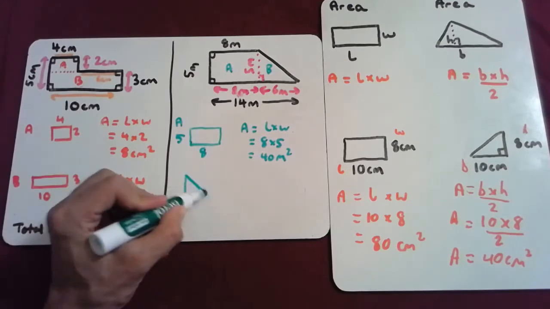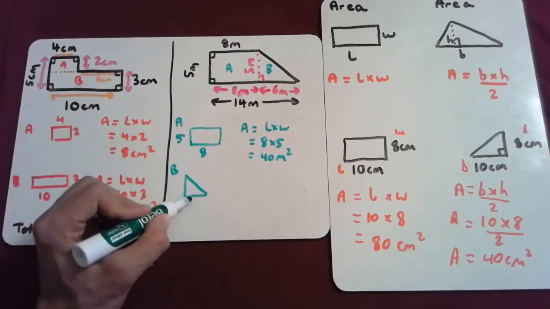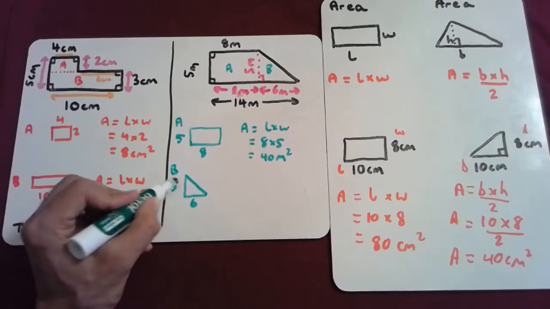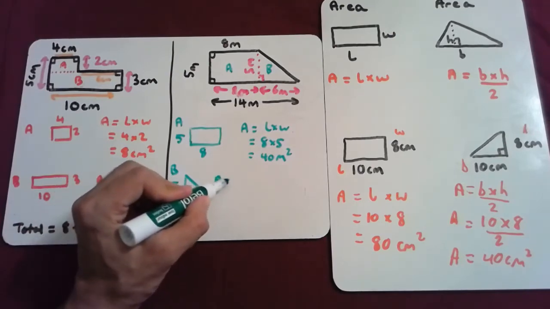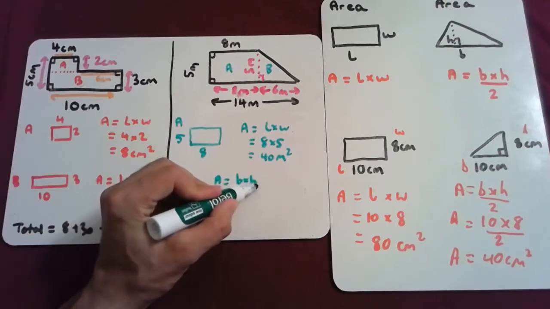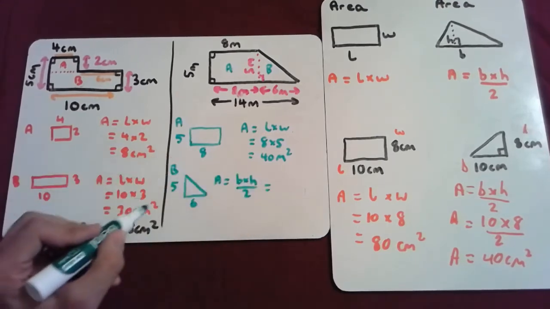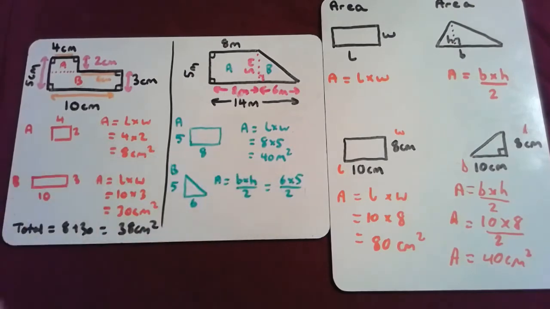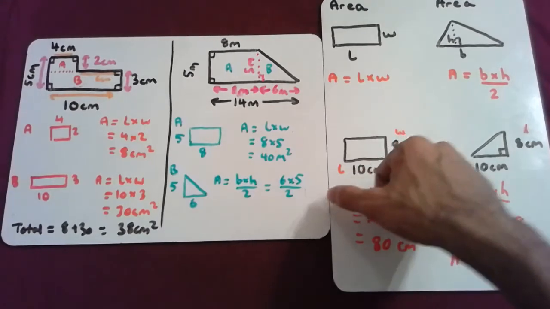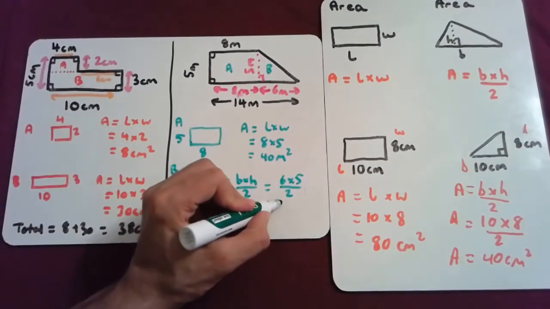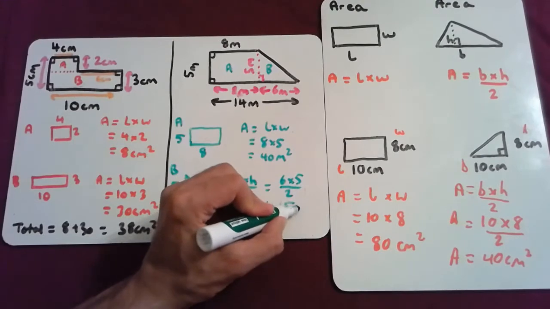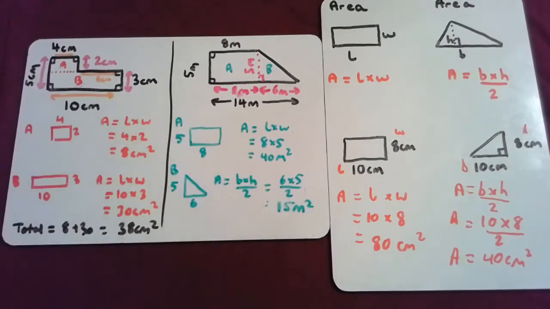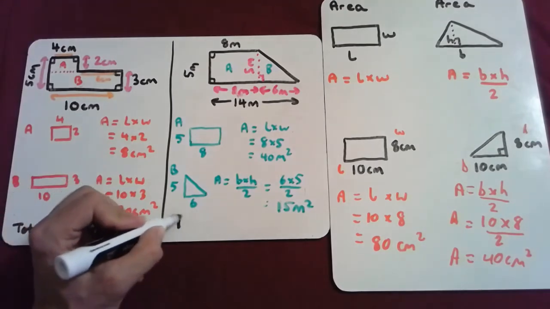Shape B is our triangle, but this time the base is 6 and the height is 5. If we put this into our formula, base times height divided by 2, which is equal to 6 times 5 divided by 2. 6 times 5 is 30. Divide that by 2 is equal to 15 meters squared.